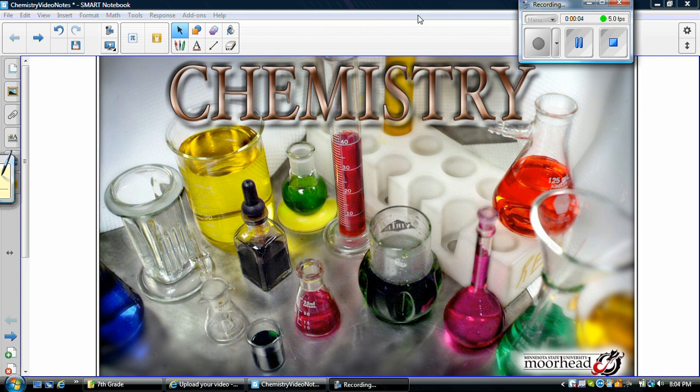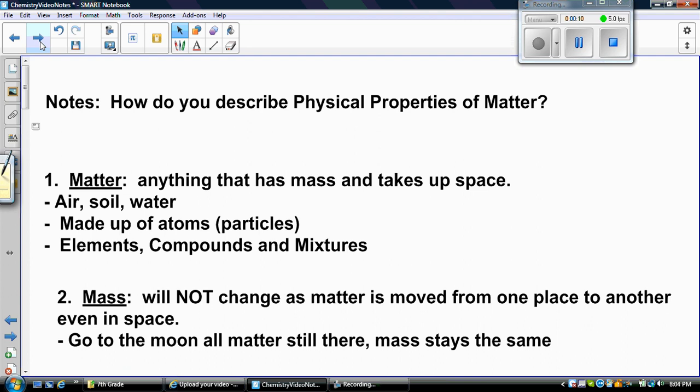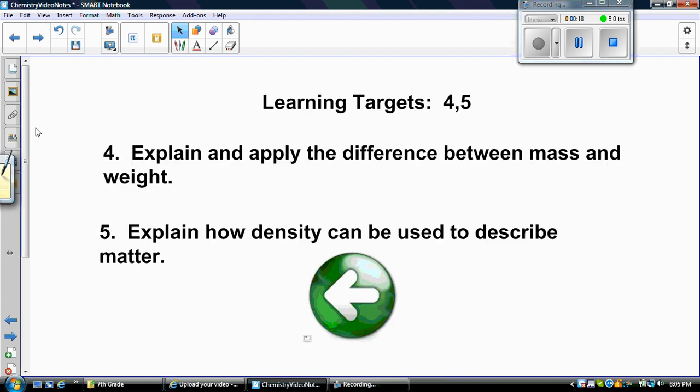Okay, so we are going to start moving into our chemistry unit. Our essential question for today is, how do you describe physical properties of matter? So it has two learning targets, 4 and 5. Explain and apply the difference between mass and weight, and explain how density can be used to describe matter.